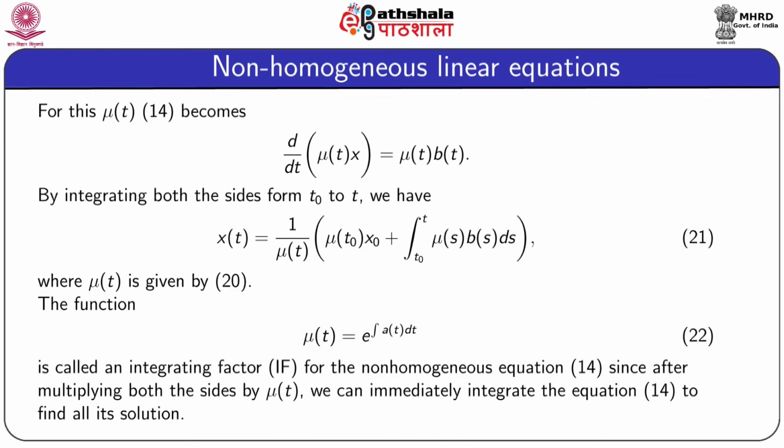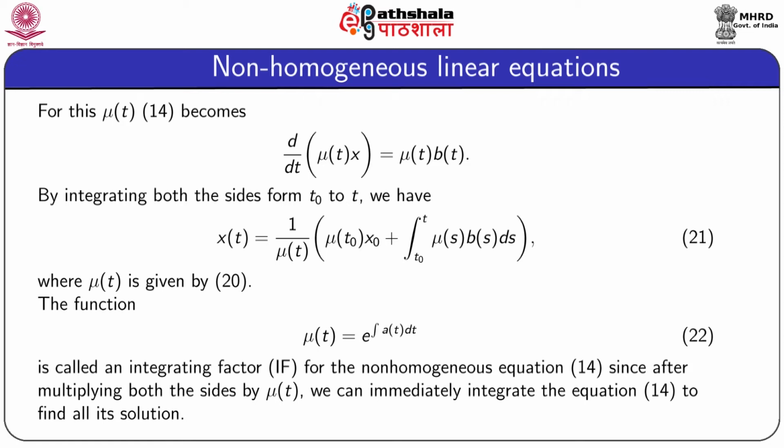For this value of mu t, equation 14 becomes d/dt of (mu t into x) equal to mu t into b t. By integrating both sides from t0 to t, we get x t equal to 1 by mu t multiplied by [mu t0 into x0 plus the integral from t0 to t of mu s b s ds], given by equation 21, where mu t is given by equation 20.